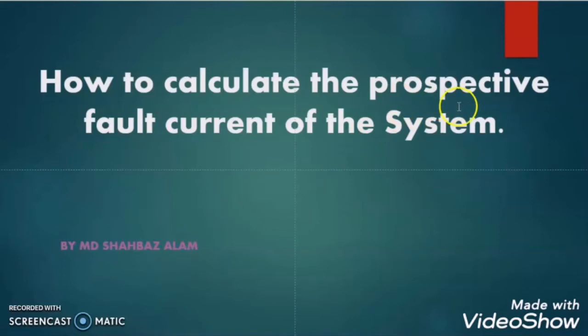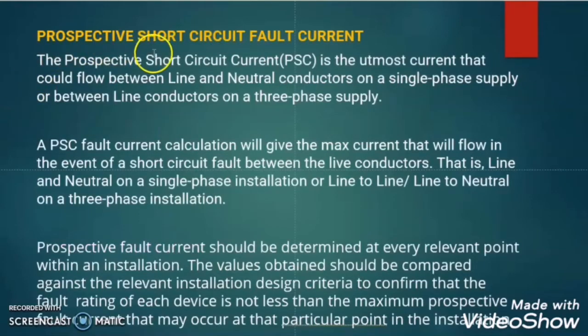There are two types of prospective fault current. The first one is the prospective fault current due to short circuit, and the second one is the prospective fault current due to earth fault. In this video, I am focusing only on prospective fault current due to short circuit. So what is prospective short circuit fault current?